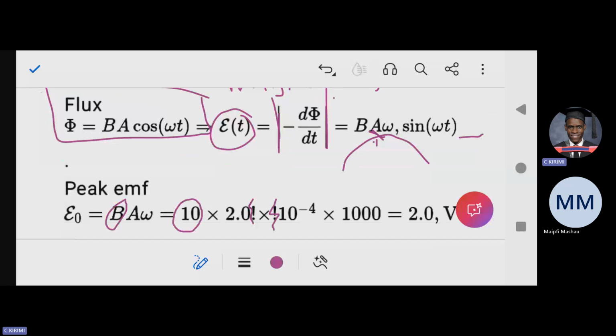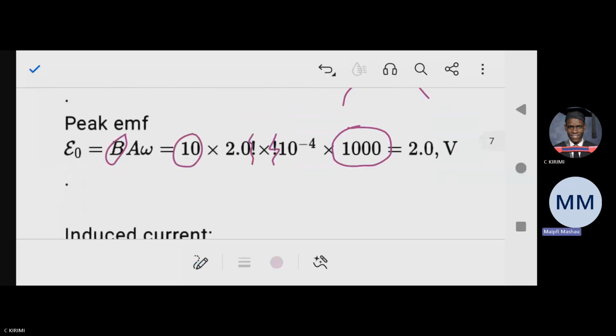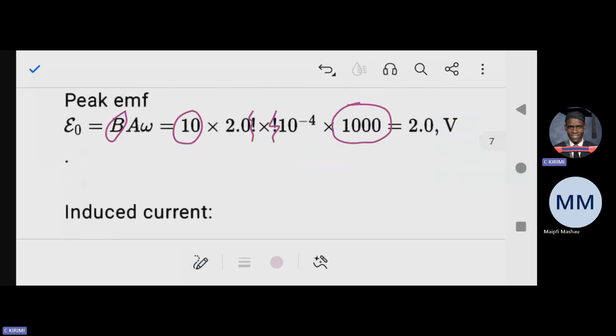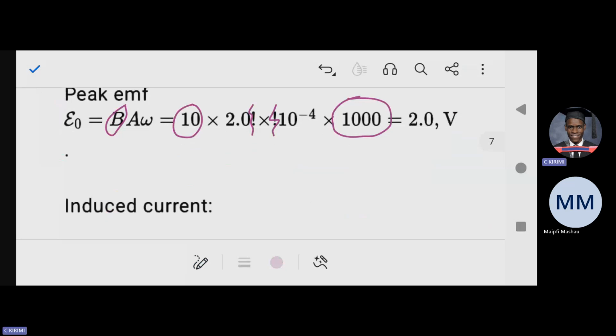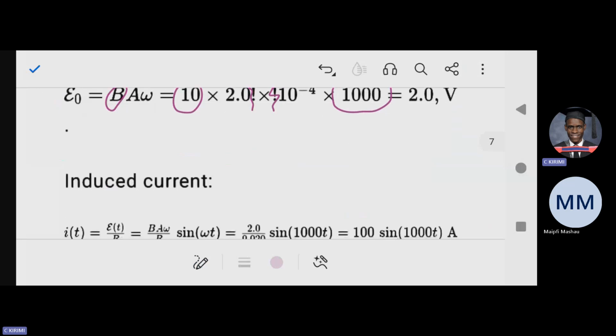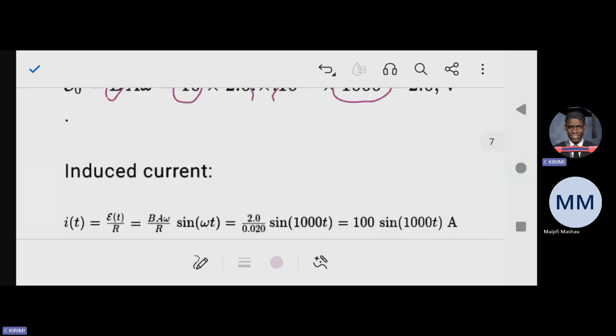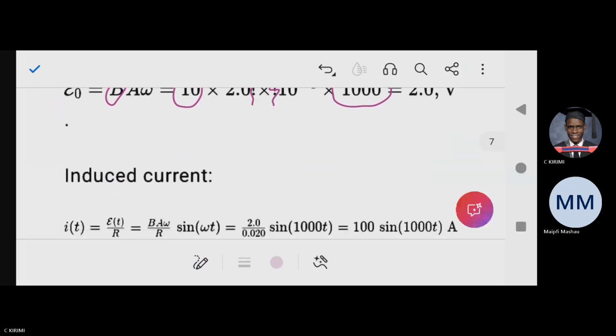Multiplied by the omega, which was 1000 radians per second. So multiply that, you are going to get 2 volts, which is the peak EMF. So for us to calculate the induced current, it only occurs while we are having that peak EMF. So I of t is representing the induced current.